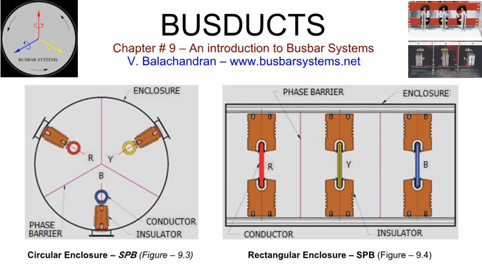A segregated phase bus also houses all the phase conductors in a common housing, except that each phase conductor is segregated from the other phase conductors by an earthed metallic or an insulating barrier. Air is still the primary insulation for the conductor. Phase barrier is provided to reduce the probability of a phase-to-phase fault. Phase segregation in a low-voltage system is rare.